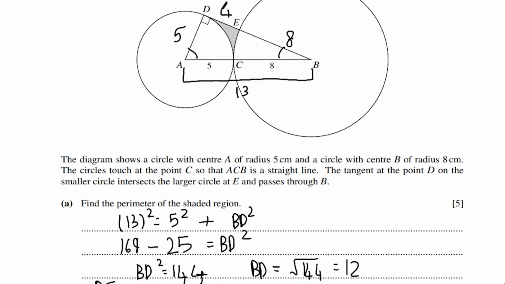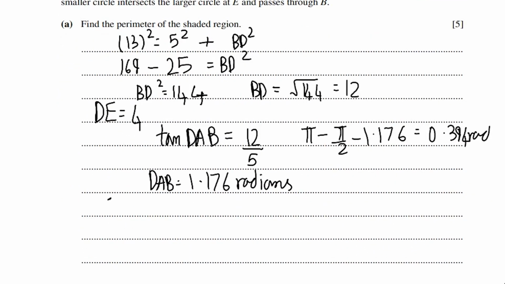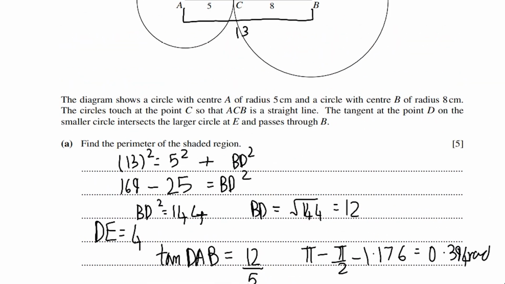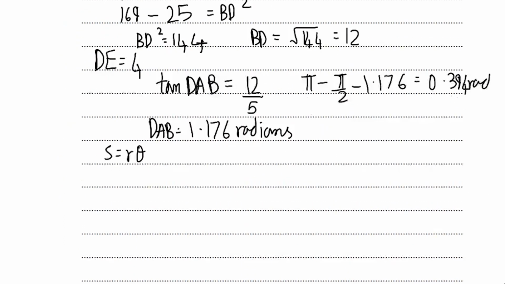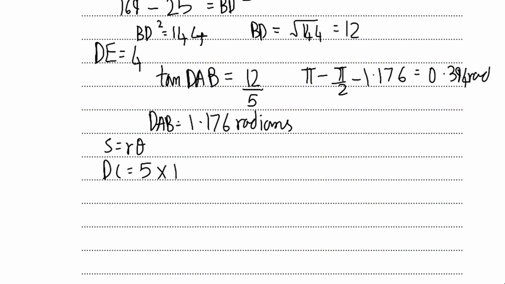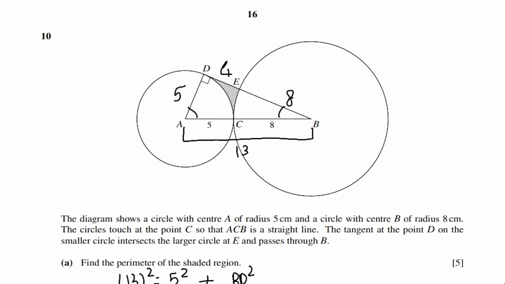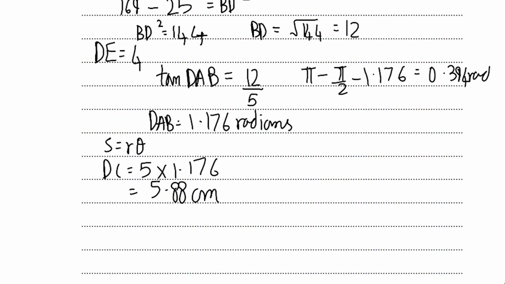Now first let's find out the arc length DC. The formula for finding out the arc length is S is equal to R theta. S is the arc length, R is the radius, theta is the angle in radians. So the arc length of the smaller circle, the arc length DC, is 5 multiplied by the angle DAC, and the angle is 1.176 radians. So 5 multiplied by 1.176 is equal to 5.88 centimeters. Now the arc length EC is 8, the radius, multiplied by the angle ABD, which is 0.394 radians. So 8 multiplied by 0.394 is equal to 3.152 centimeters.